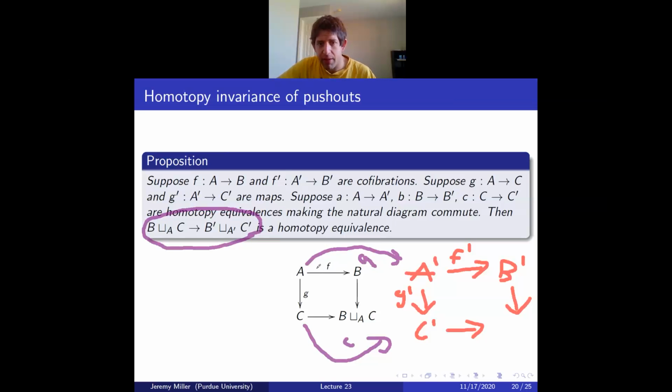So if F and F prime are cofibrations, then what you get is going to be homotopy invariant, in the sense that if you have compatible maps from A to A prime, B to B prime, C to C prime that are homotopy equivalences, and let's say the Fs, or equivalently the Gs, it's completely symmetric, if one of those pairs of maps are cofibrations, then the induced map on pushouts is going to be a homotopy equivalence.